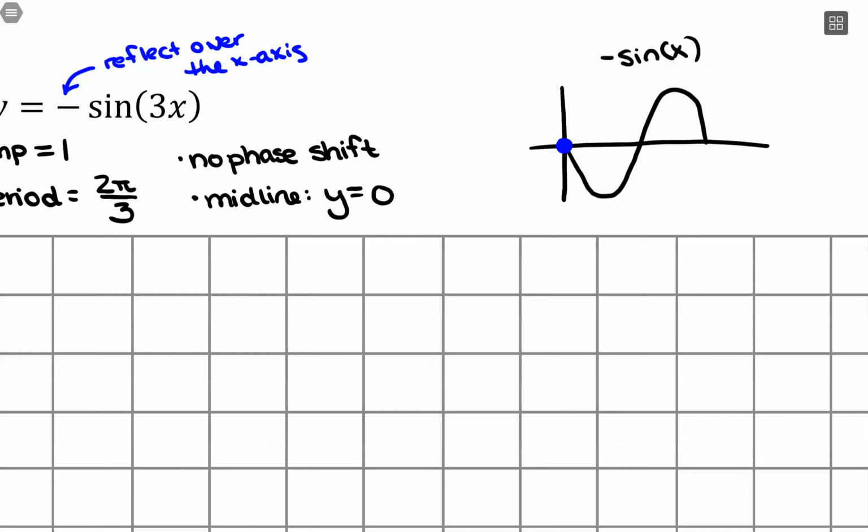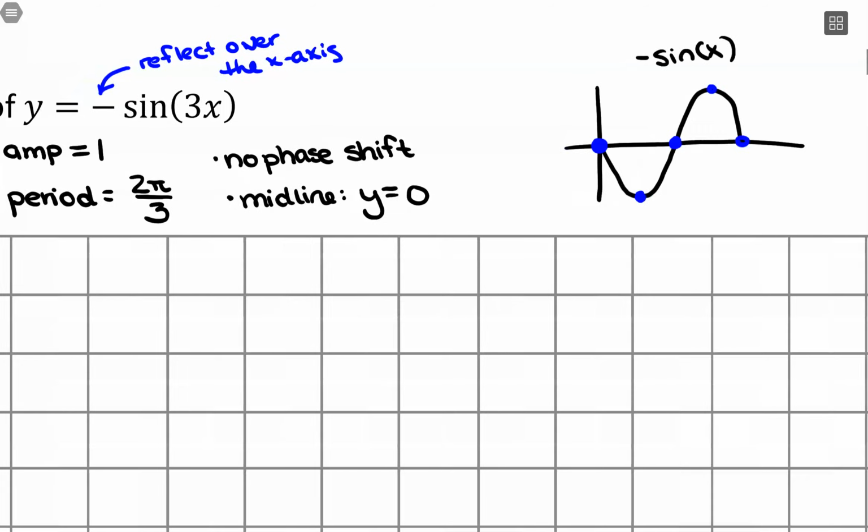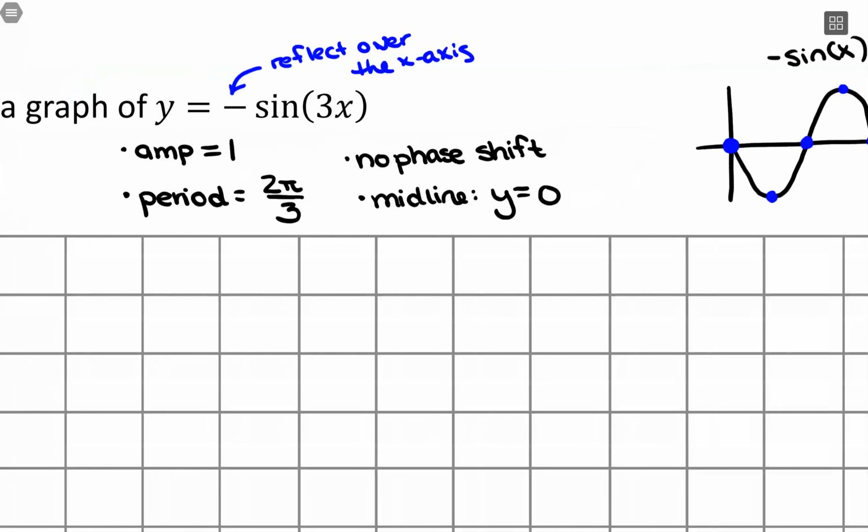So in terms of the special points, we're going to have the beginning and end. Halfway in between, we'll be crossing that midline again. And then since it's reflected, we'll start with the minimum and then go to the maximum. Alright, amplitude is 1, midline is 0, so we're not moving around too much. What we're really changing is the period of the graph.